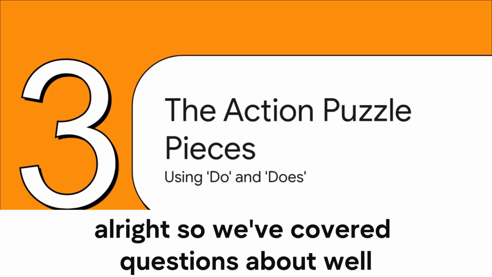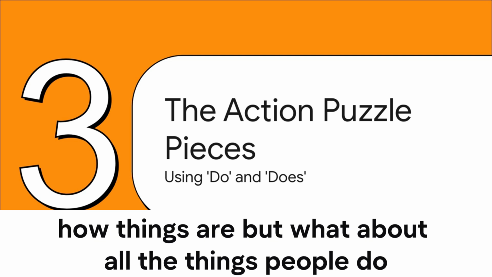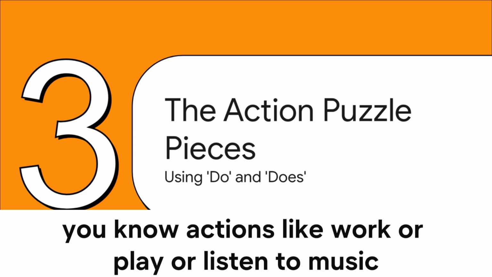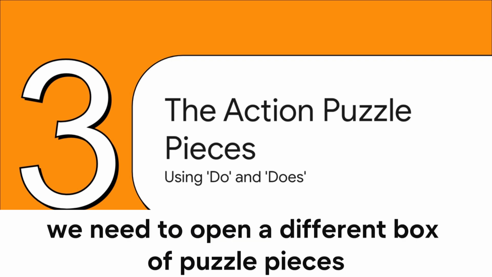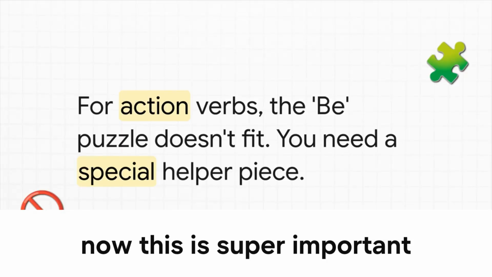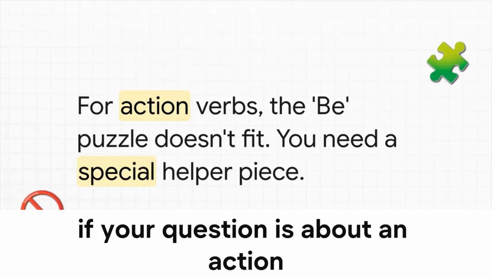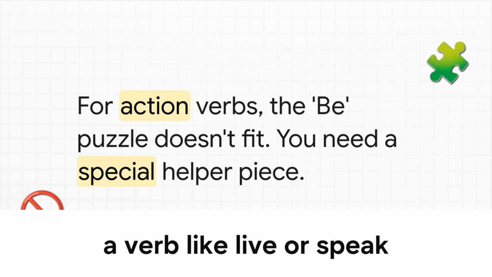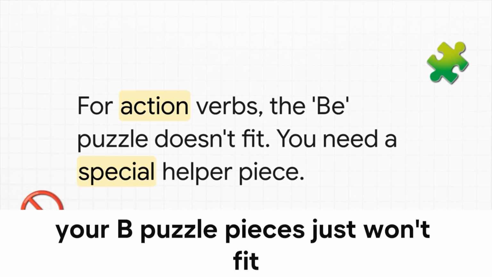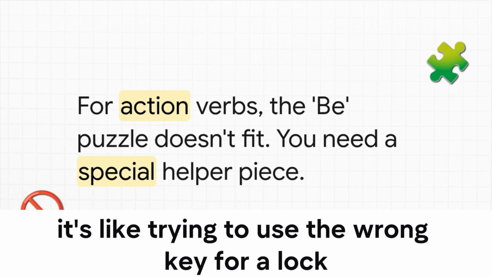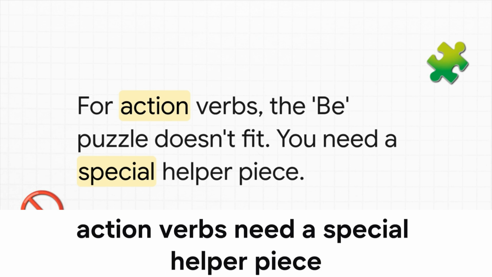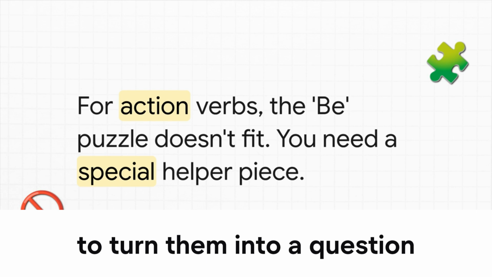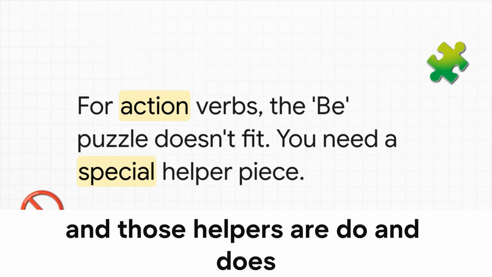All right, so we've covered questions about, well, how things are. But what about all the things people do? You know, actions like work, or play, or listen to music. For those, we need to open a different box of puzzle pieces. Now, this is super important. If your question is about an action, a verb like live or speak, your B puzzle pieces just won't fit. It's like trying to use the wrong key for a lock. Action verbs need a special helper piece to turn them into a question, and those helpers are do and does.